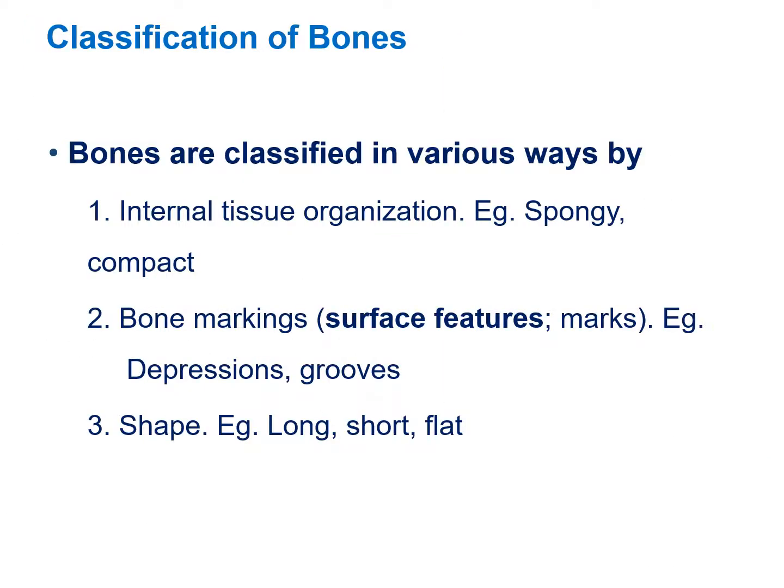Bones can be classified in more than one way. The first can be based on their tissue organization. So for example, spongy bone versus compact bone. The second criterion is based on the markings on the bone surface. And the third one is based on the shape of the bones. For example, long bone versus short bone.